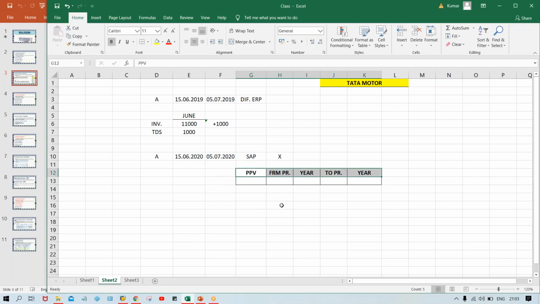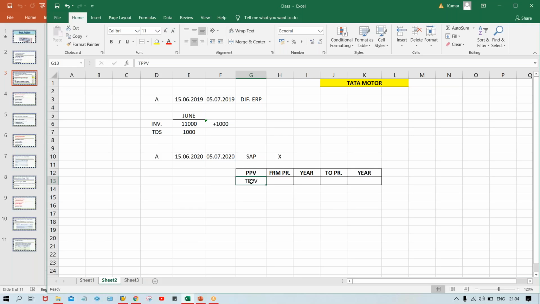Okay, now what is happening guys, in posting, we are going to create a posting period variant. Let's suppose we have created a posting period variant and the code is TPP3. This is the code we have given.